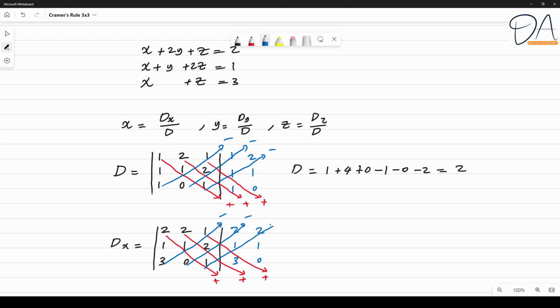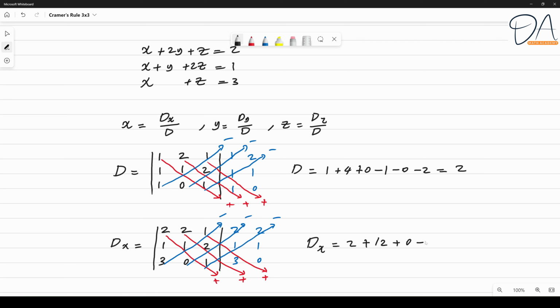Again, this trick is explained in detail in another video. You can watch that video to learn about this trick. So dx, multiplying the positive diagonals: 2 times 1 times 1 gives us 2, plus 2 times 2 times 3 gives us 12, and 1 times 1 times 0 gives us 0.